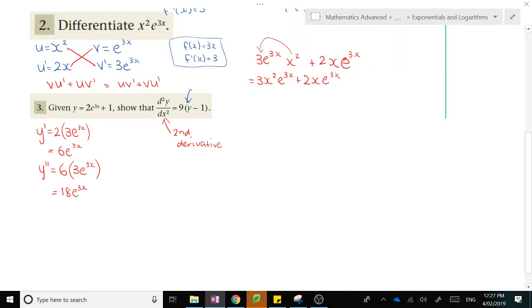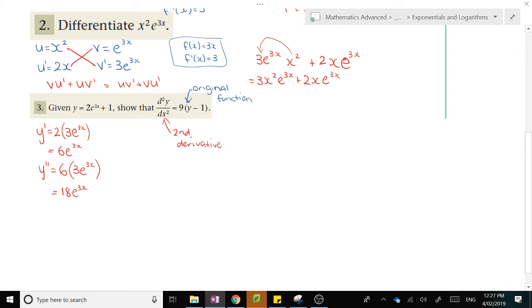What's y? 2e to the 3x plus 1. Yeah, that's our original function. My pen wants to work. No! Oh, there it goes. I think my battery's going dead.